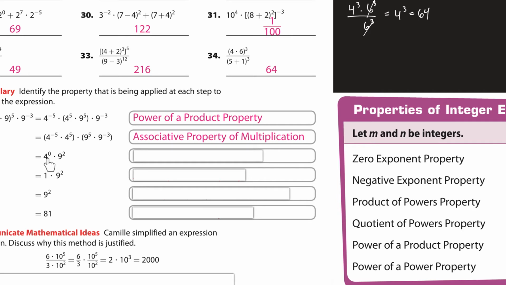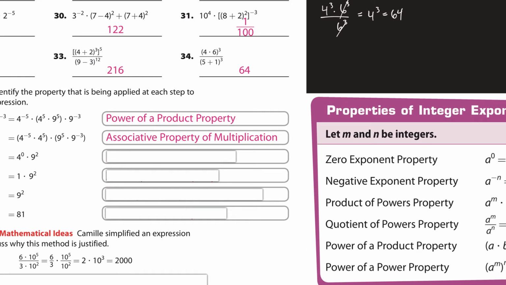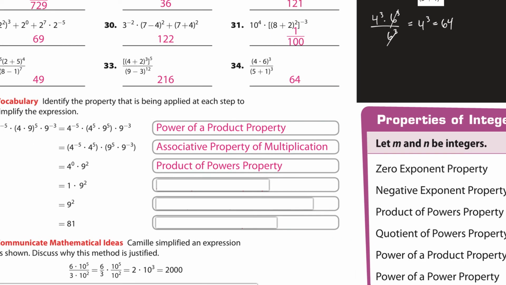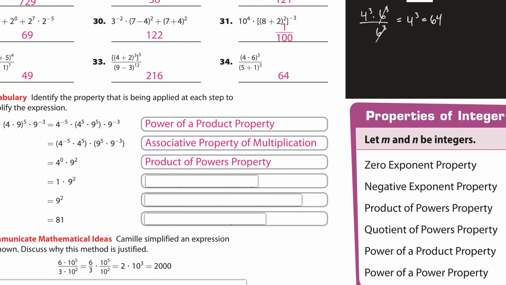Here, it looks like that's -5 plus 5, and 5 plus -3 is 2. So it looks like they added these. So that would be this one right here, the product of powers property, where if you multiply them, that's the same as adding the exponents. I would think that would be it. Let's see how right or wrong I am. Product of powers, good. And then this one right here, anything to the zero power is 1. That's the zero exponent property, and that's why we have this here.